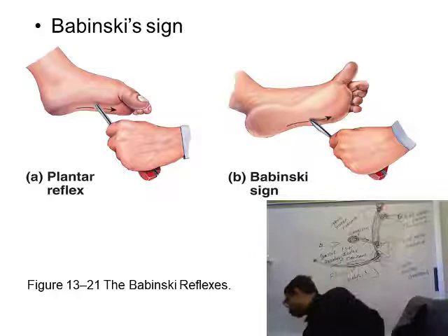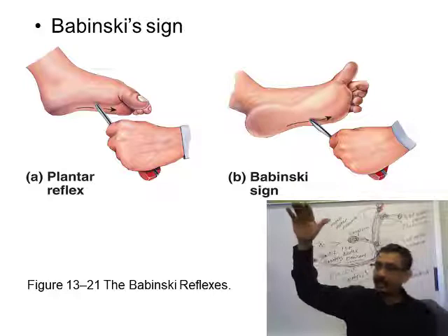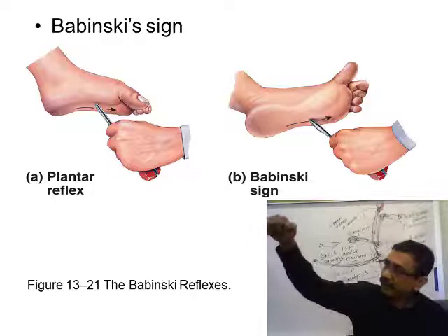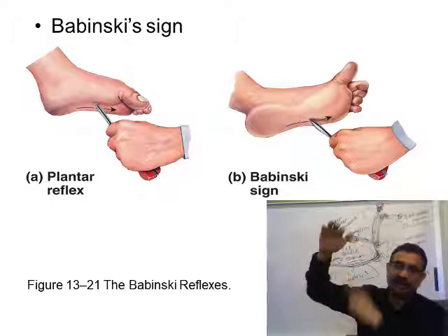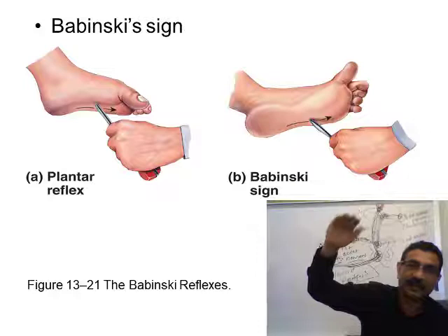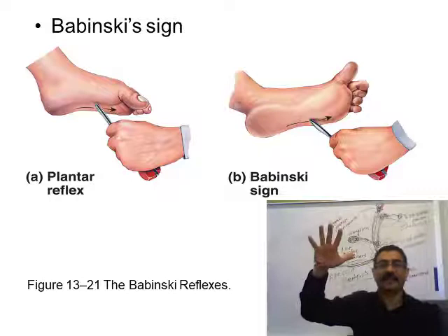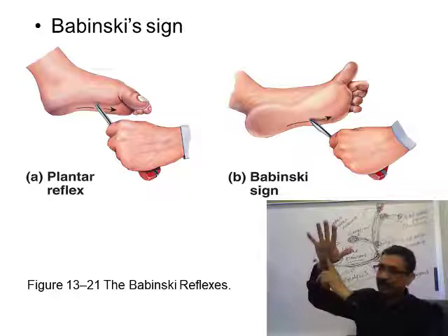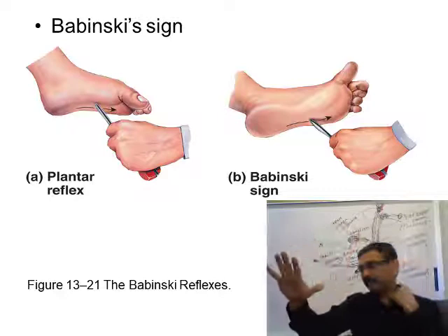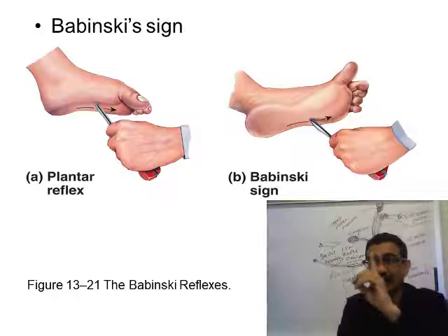And when you do that, if you see flexion of the toes, that means the reflex is there. Now if you see extension of the toes when you do the scratch, also called fanning or spreading of the toes like this, that indicates the Babinski sign is positive. Normally when you scratch, flexion of the toes should occur. But if you see extension of the toes and also fanning of the toes, that means the reflex is absent. Sign is present. Babinski sign is positive.